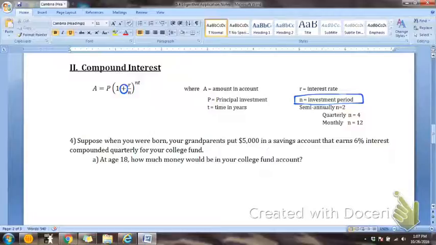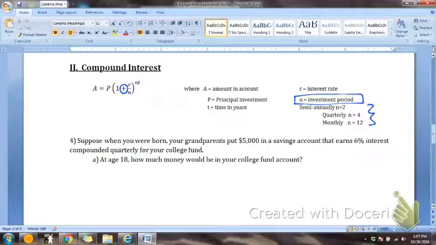All right, so I wrote down kind of a cheat sheet here for you. If it says semi-annually, that means it's happening twice a year. Quarterly means it's happening 4 times a year. Monthly means it's happening, obviously, 12 times a year. So that's the thing that we have to pay attention to that's new here.